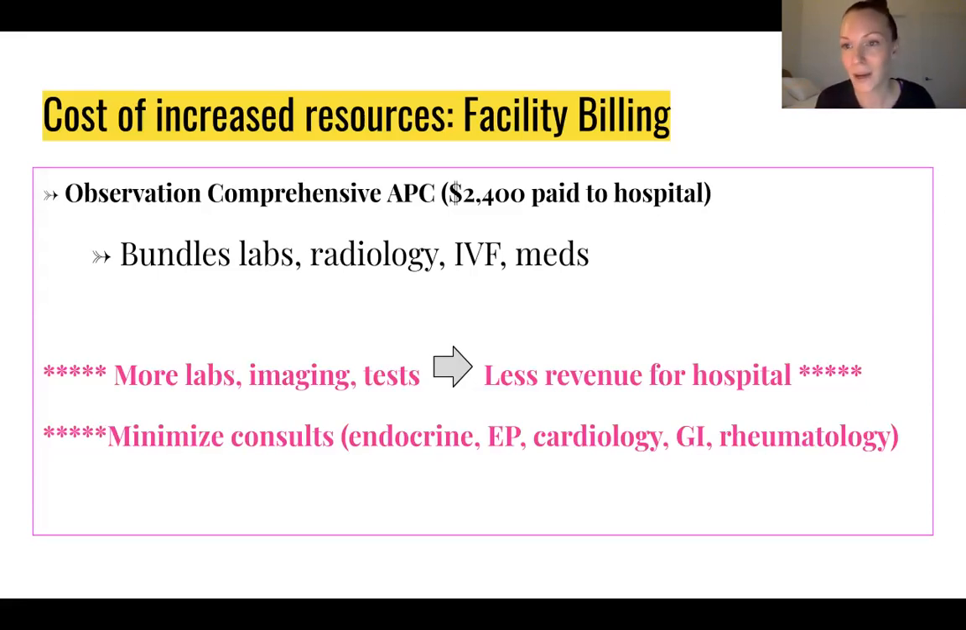That's why it's best to, if you don't need it for this observation stay, like you don't need an A1C for someone coming in with asthma, anything that should be done outpatient should be done outpatient, because otherwise you're going to decrease the revenue for the hospital and you're going to end up running an observation unit that's functioning at a deficit. So it's really important to minimize what you do in an observation unit across the board. And this also includes consults services.